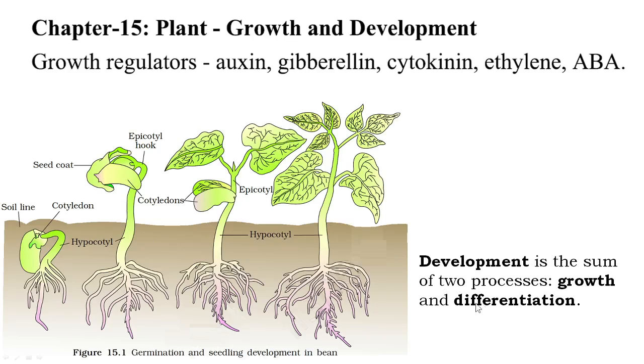Growth and differentiation together, it will develop into a full plant which has got many parts: leaves, stem, roots, flowers. So the development process of a plant includes both growth as well as differentiation. Development is broad; growth is part of the development.